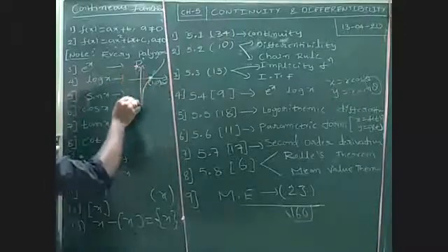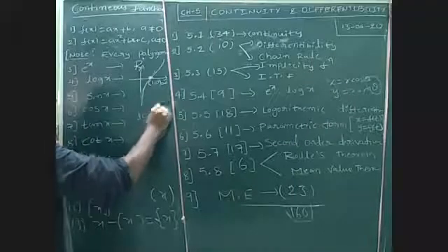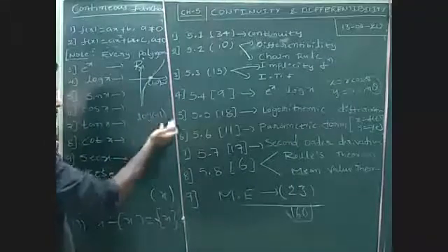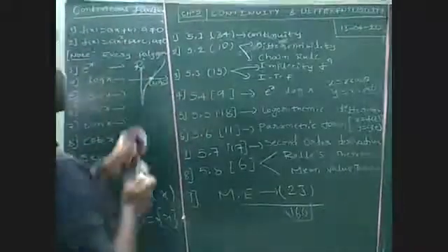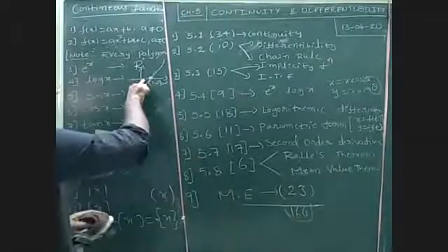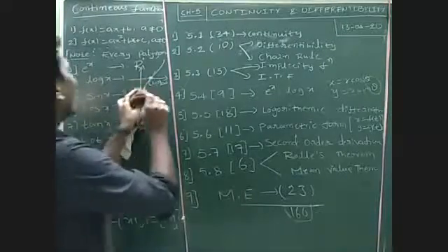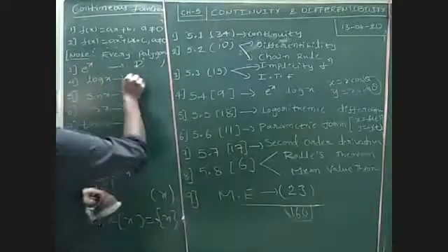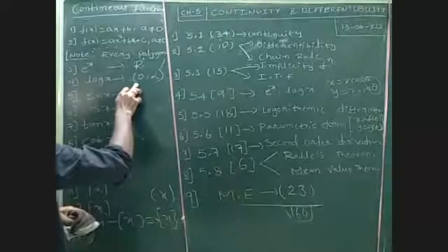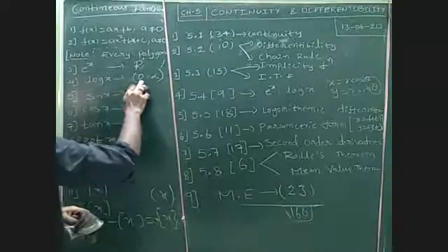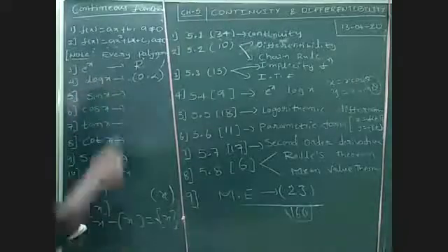For negative values of x, log x does not exist, because log minus 1, minus 2, minus 3 have no value. So what is the domain here? Log x is continuous from 0 to infinity, an open interval. So the domain is 0 to infinity, open interval, not closed. If it were closed, we could substitute 0 here, but log 0 is undefined.